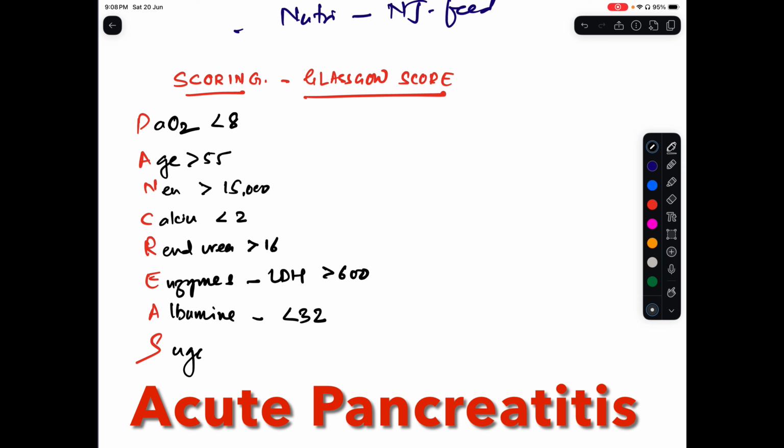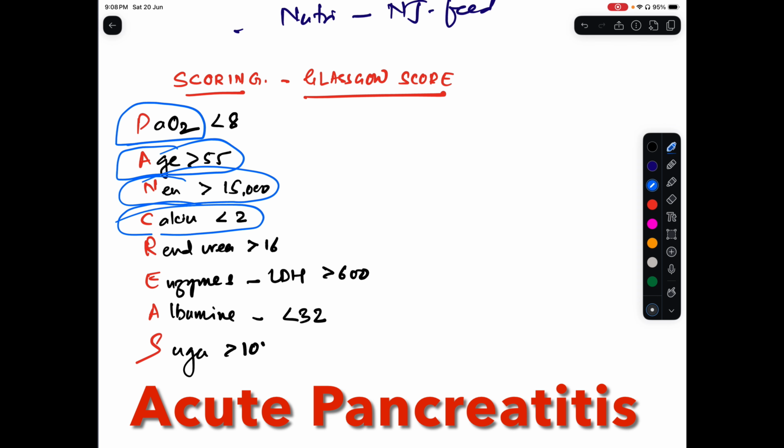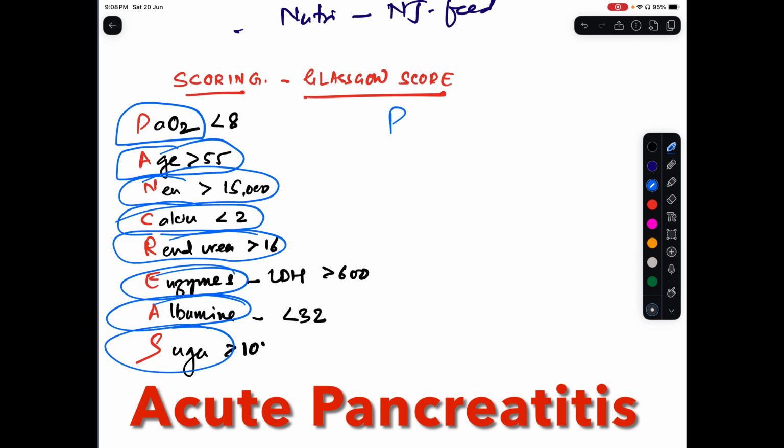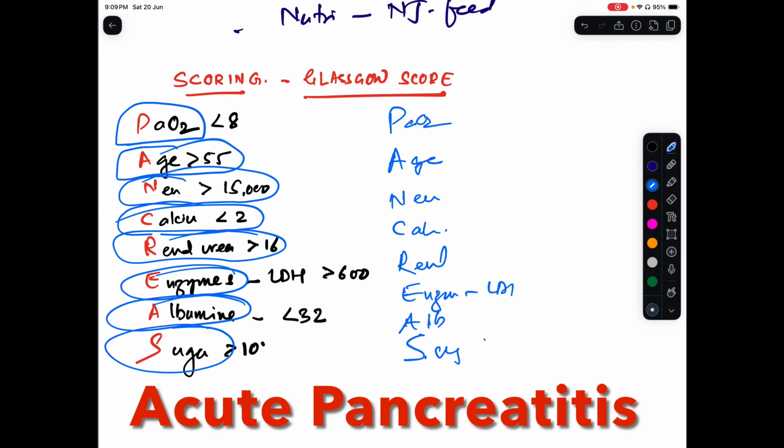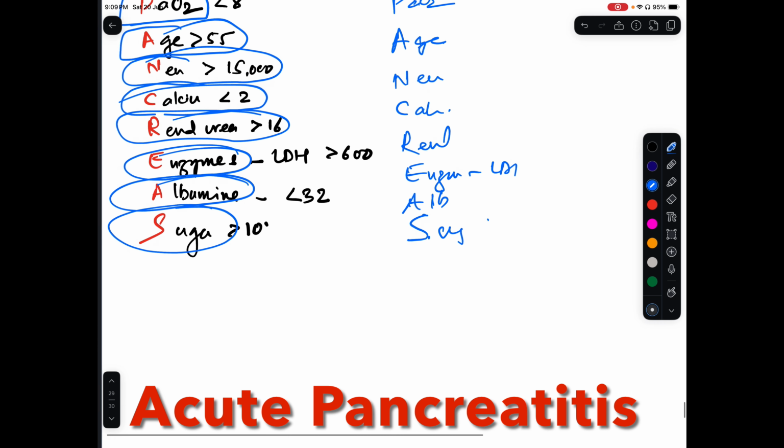Then sugar more than 10. So what is this? P is PaO2, age is more than 55, neutrophil count, C is calcium, R is renal, E is enzyme, A is albumin, sugar. Pancreas, PANCREAS. So oxygen, PaO2, age, neutrophil count, calcium level, renal, enzymes, LDH, albumin, sugars. So this is the criteria called as Glasgow.